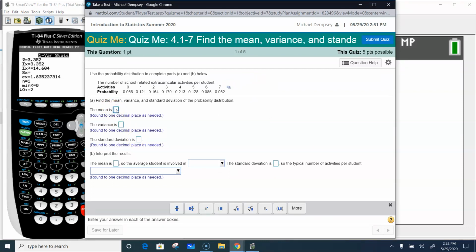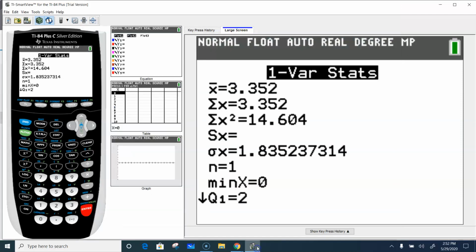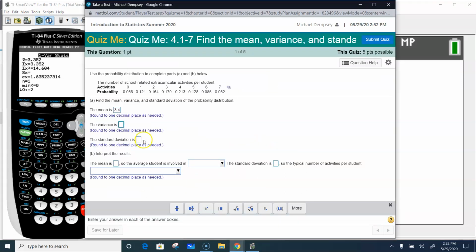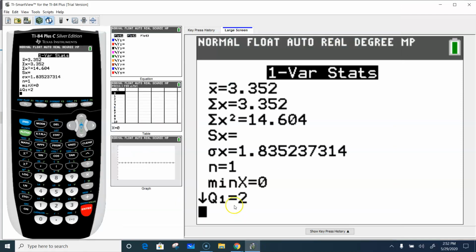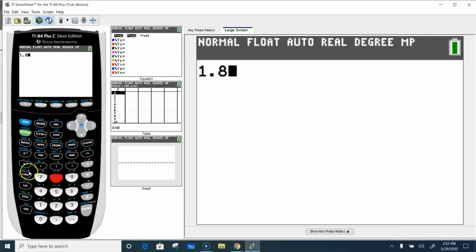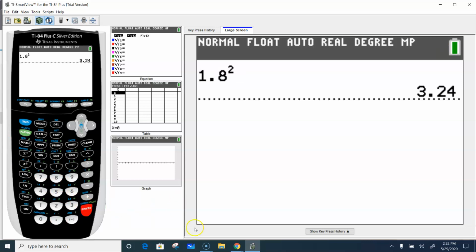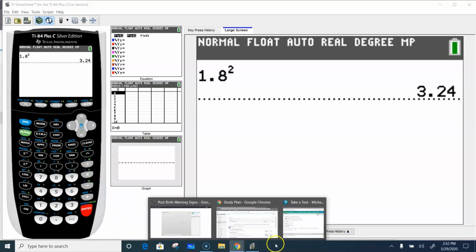So to one decimal place, that was 3.4. The variance, so let's consider that for a second. I'm going to put in standard deviation first. So to one decimal place, my standard deviation is right here. It's 1.8. So that's going to go in first. I feel like that's easier to do. I'll show you why. And now I'll go back to my calculator. Remember, what's the relationship between variance and standard deviation? Variance is just the standard deviation squared. So to one decimal place, they should be okay with that, 3.2.